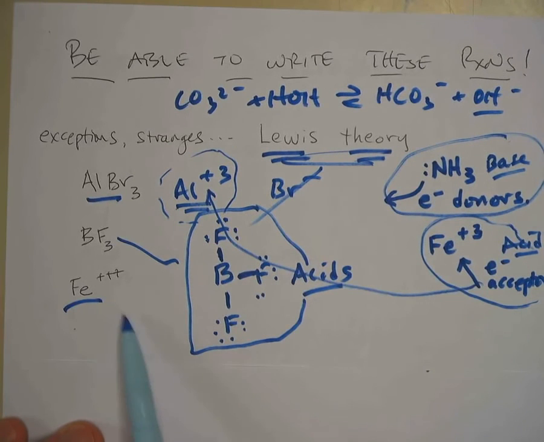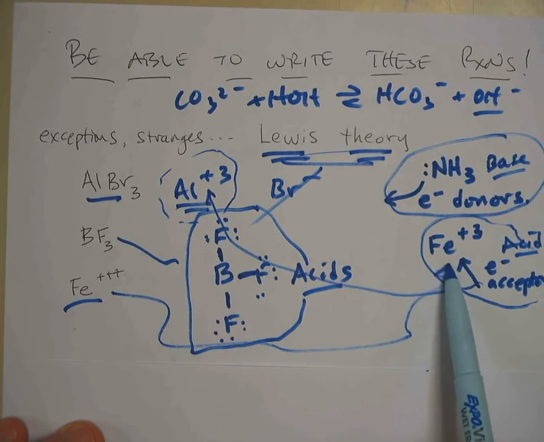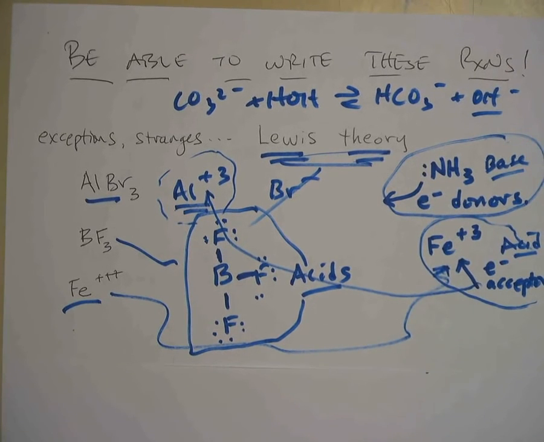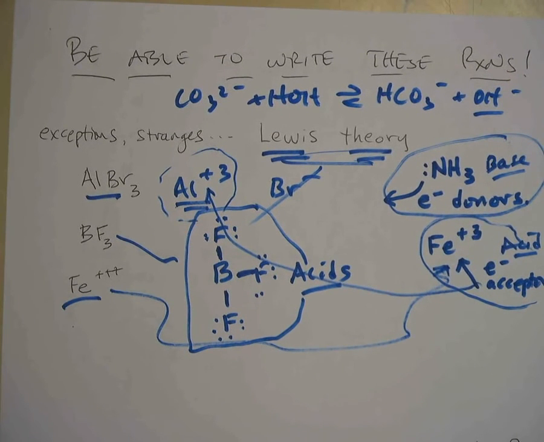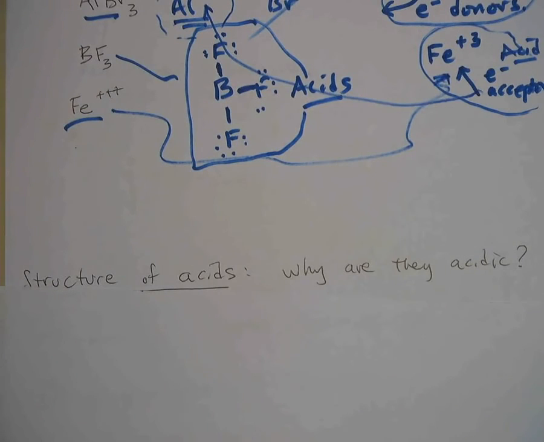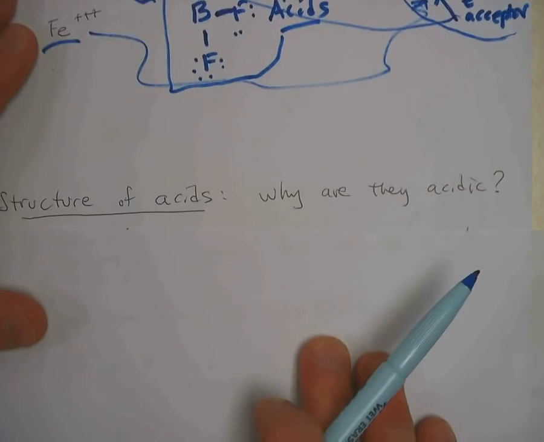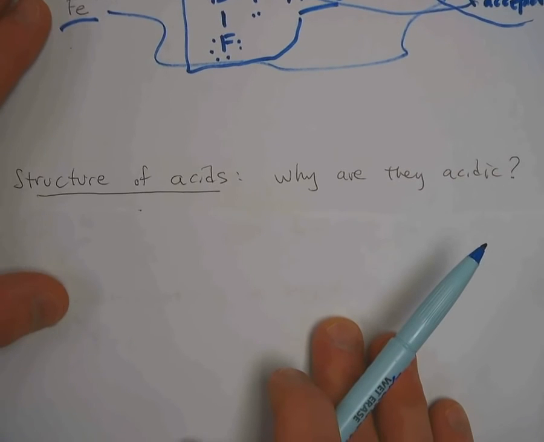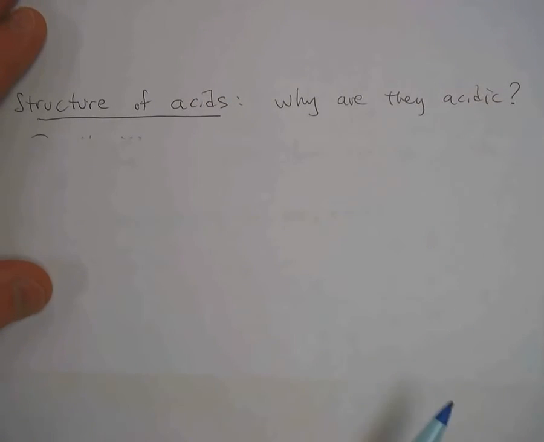Fe positive 3, we already talked about that one. That would also be a good electron acceptor, and therefore it's categorized as a Lewis acid, because it's an electron acceptor. Lastly, structure of acids. Why are these things acidic? What in the Lewis electron dot structure makes things be acidic?